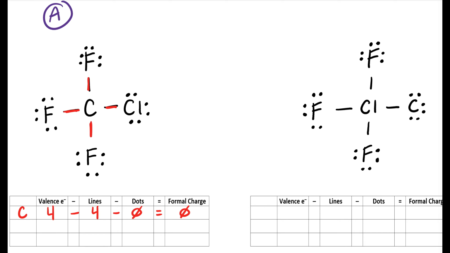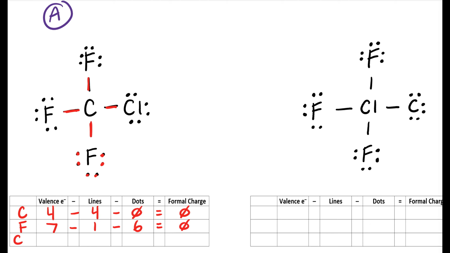Let's repeat this for the fluorine. I have 3 identical fluorines, so I only have to do this one time. One fluorine has 7 valence electrons. The fluorine that I have in our Lewis structure has 1 line. And then now I count the dots, 1, 2, 3, 4, 5, 6 dots. Fluorine is going to have a formal charge equal to 0.